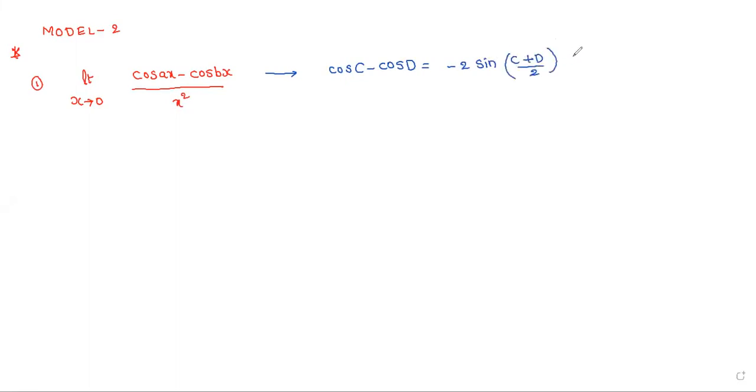Limit x tends to 0, cos ax minus cos bx by x square. So what is the formula now? Please observe. Cos c minus cos d is minus 2 sin of c plus d by 2 sin of c minus d by 2. Limit x tends to 0.